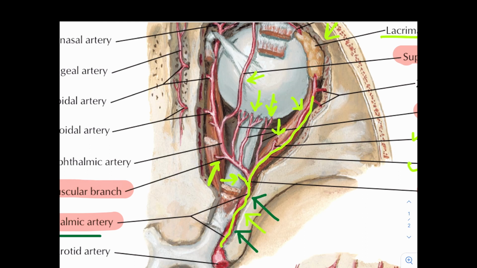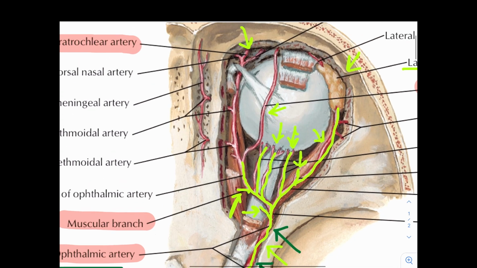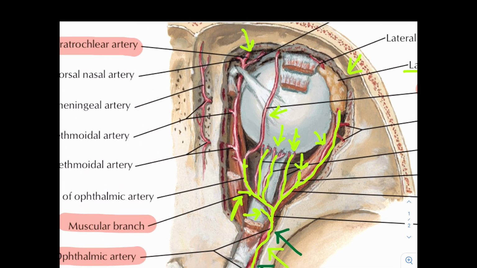Then it gives off a lacrimal branch, which supplies the lacrimal gland. These are the muscular branches supplying the extraocular muscles of the eyeball. These are the posterior group of ciliary arteries supplying the eyeball. It crosses the optic nerve and moves towards the medial wall, where it divides into the supraorbital artery, and it continues and finally gives off the supratrochlear artery.